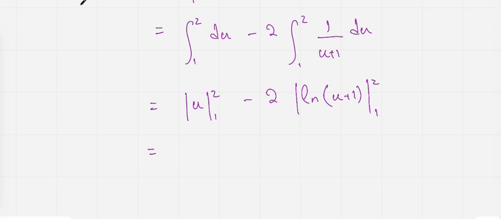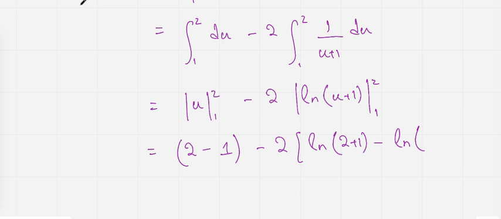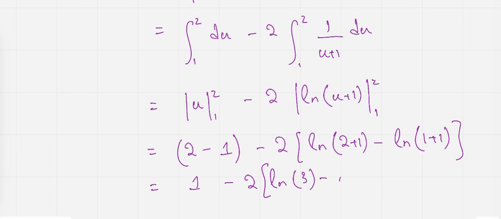So now we apply the limit, and this is something that we have understood quite well in the previous video if you have watched. So now here ln of 2 plus 1, like I'm applying my first upper limit, and minus ln of my lower limit. That's it. So it is giving me 1 minus 2 times ln of 3 minus ln of 2.